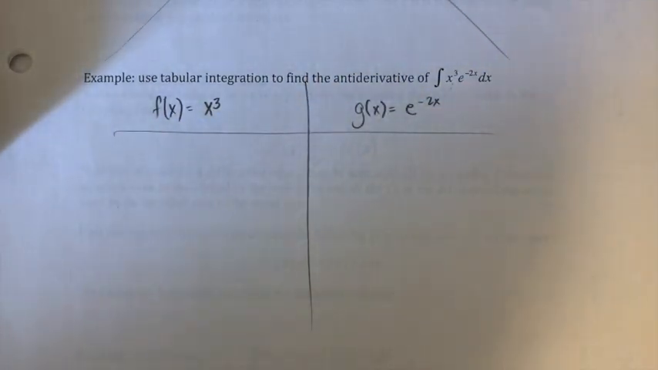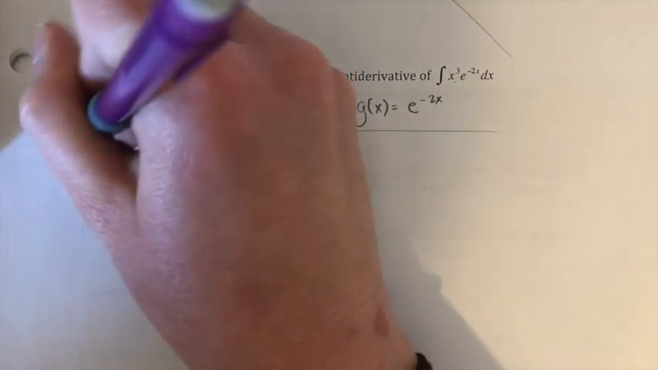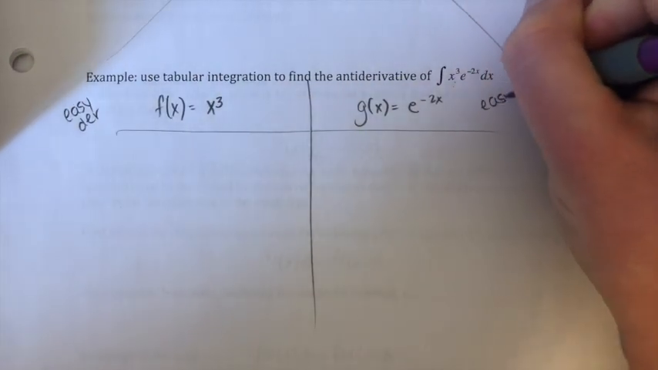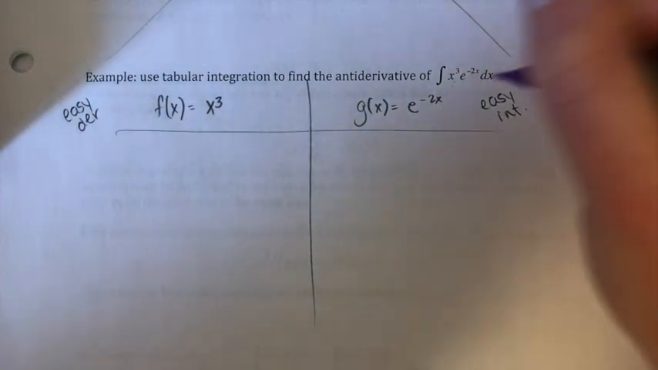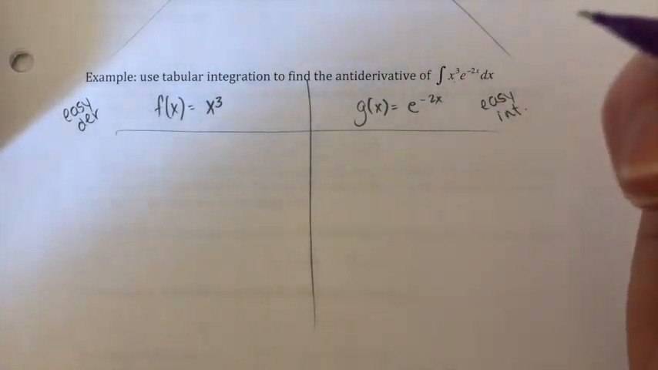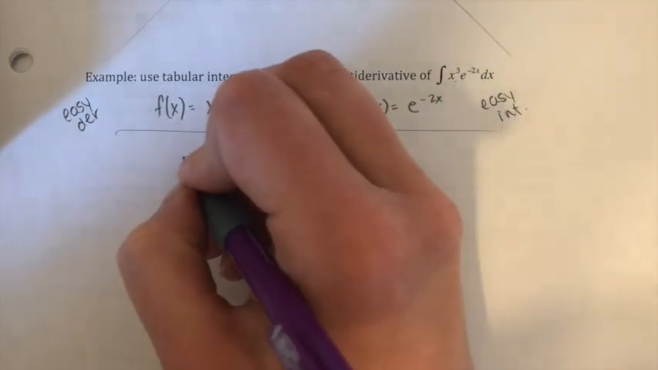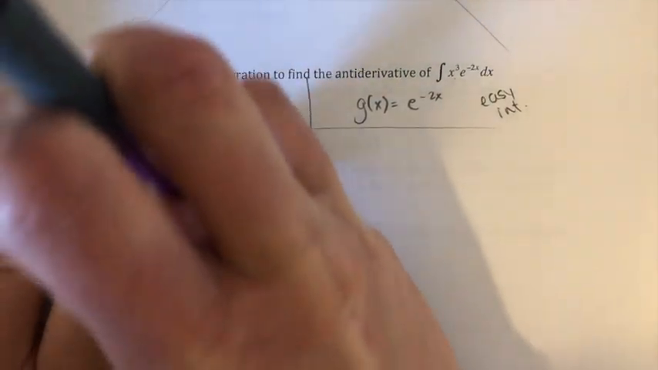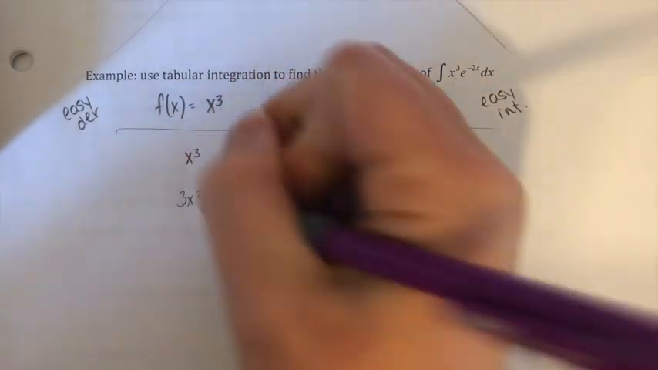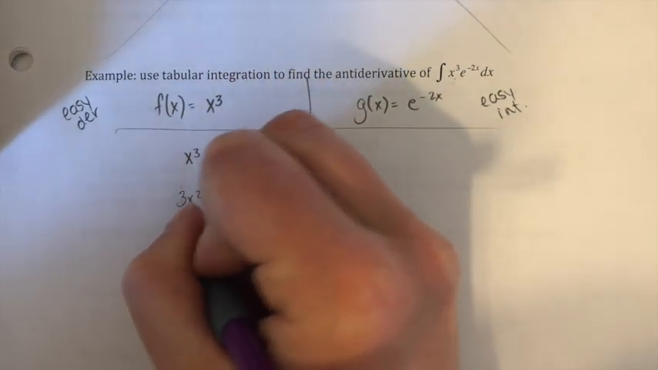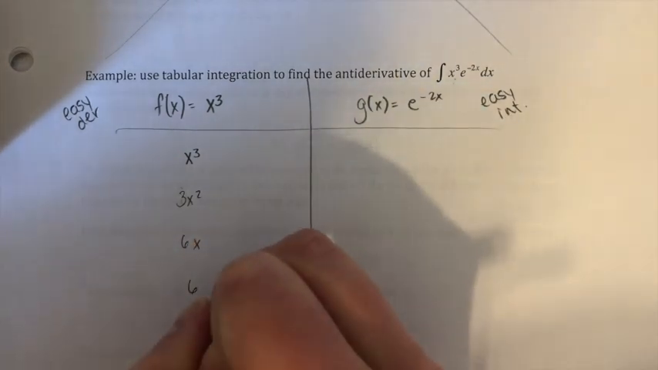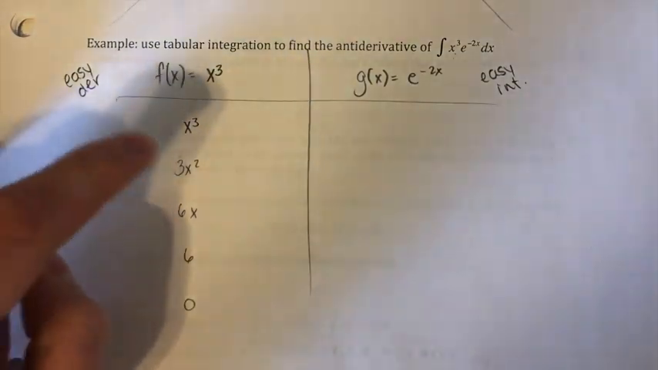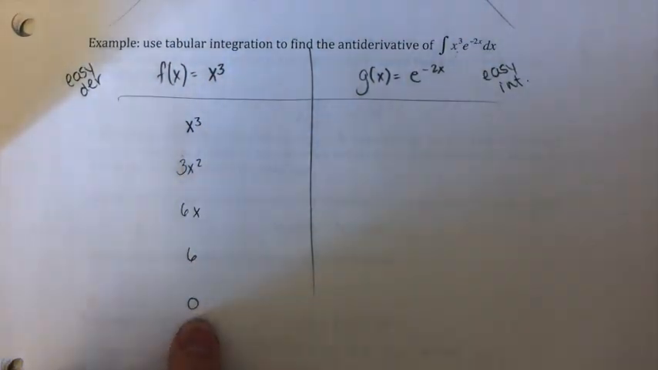Okay, so the part that we have an easy derivative for, this is an easy derivative, and this one's a pretty easy integral. The side that has the easy derivative, we're just going to take the derivative. So we're going to start with x cubed, and then we know the derivative of that is 3x squared. Then the derivative of that is 6x. Then the derivative of that is 6. And then the derivative of that is 0. So basically, we're just going to start with our original, and then in our little table, take the derivative until we get to a 0.